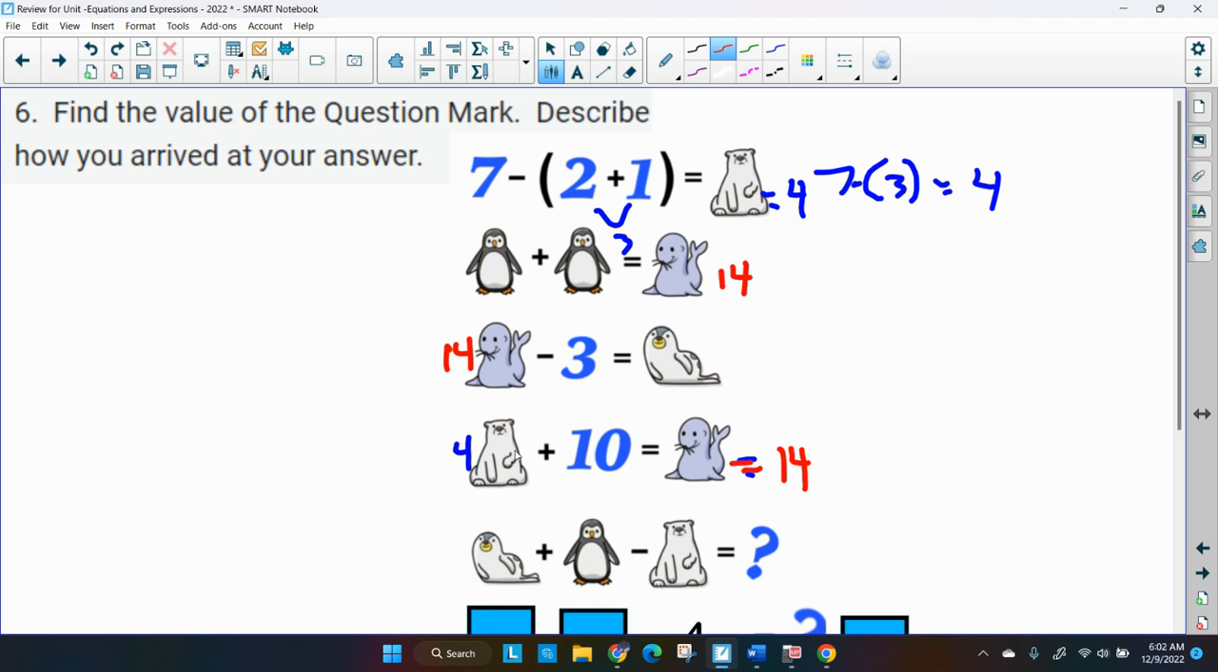So let's keep going and see if we got some more numbers. Now I notice right here in the middle, I have the seal minus 3. 14 minus 3 is going to be this walrus. This 14 minus 3 is 11. So the walrus is 11.